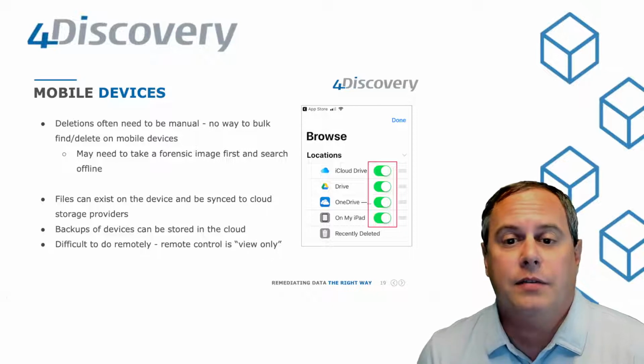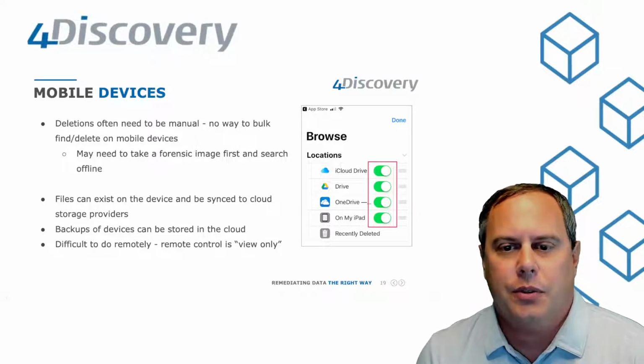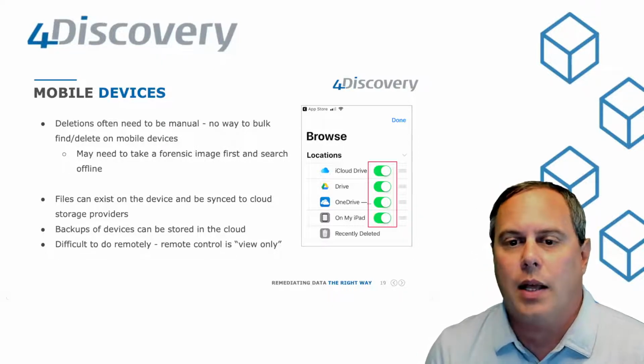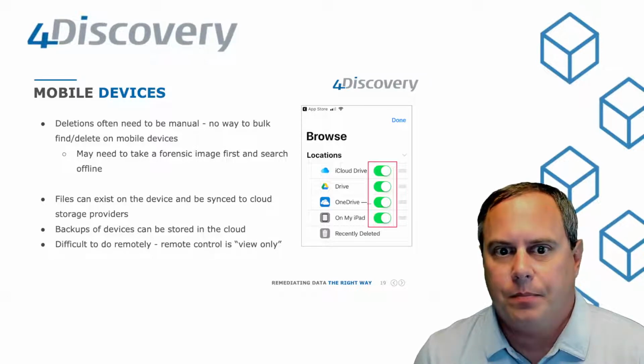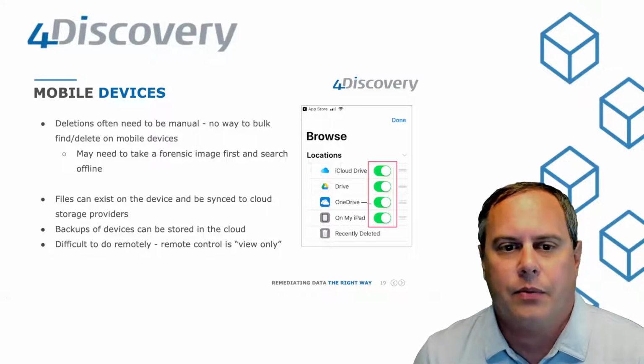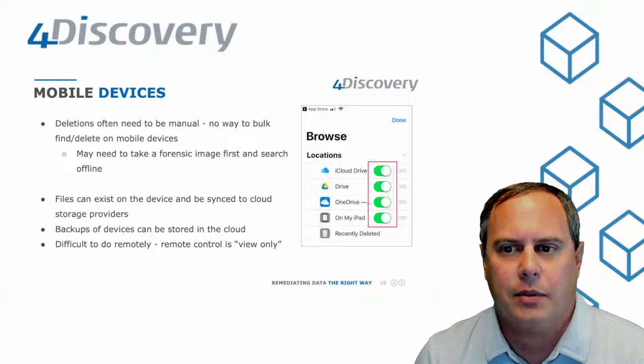Mobile devices love to sync their data. So if you have Google Drive, iCloud Drive, OneDrive, or any other cloud storage on your device, it may be possible that documents were in OneDrive as well as local on the phone, or may have been saved to a cloud storage provider from that phone. So there may be a cloud aspect to mobile devices as well.